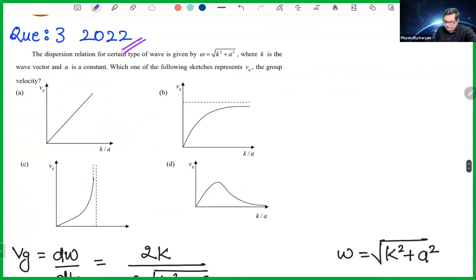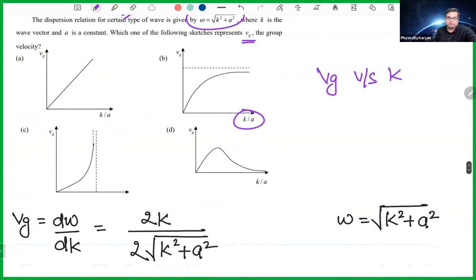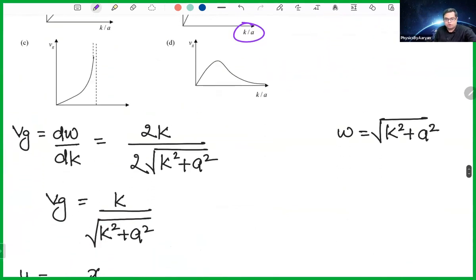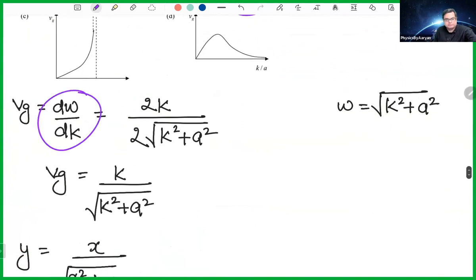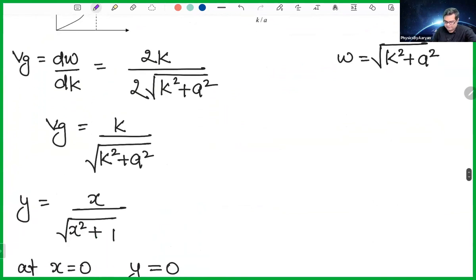In this also, the omega versus k relation is given. Omega is under root k square plus a square, and they are asking you to draw the graph of group velocity as a function of k. So first we have to find the group velocity, which is given by d omega by dk. You differentiate this, and if you cancel, you basically get this. You can easily differentiate. So now you have to graph this.